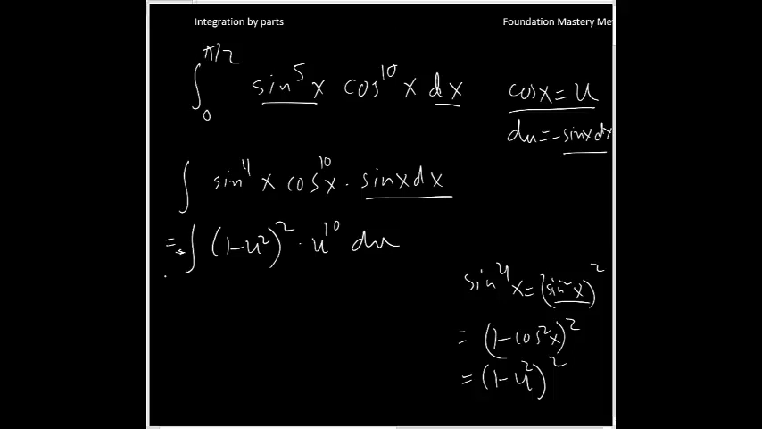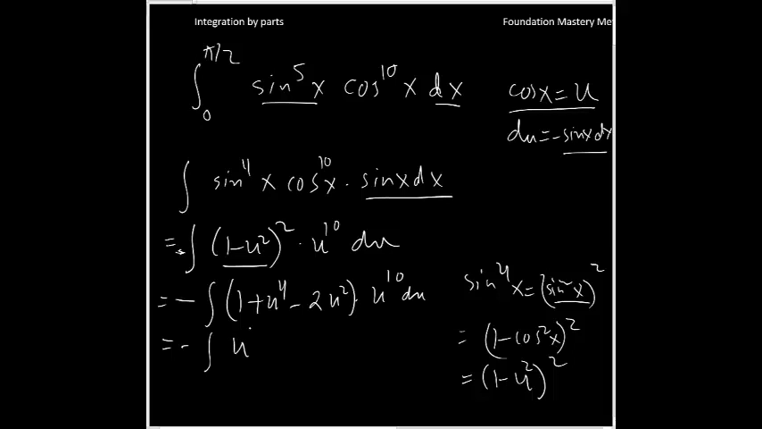So what do you do next? Next, just split it. So when you expand, you get 1 plus u to the 4 minus 2u squared, and then u to the 10 du. And then further, you can distribute u to the 10. So you get u to the 10 plus u to the 14 minus 2u to the 12 du. Isn't it simple now? You can just integrate.